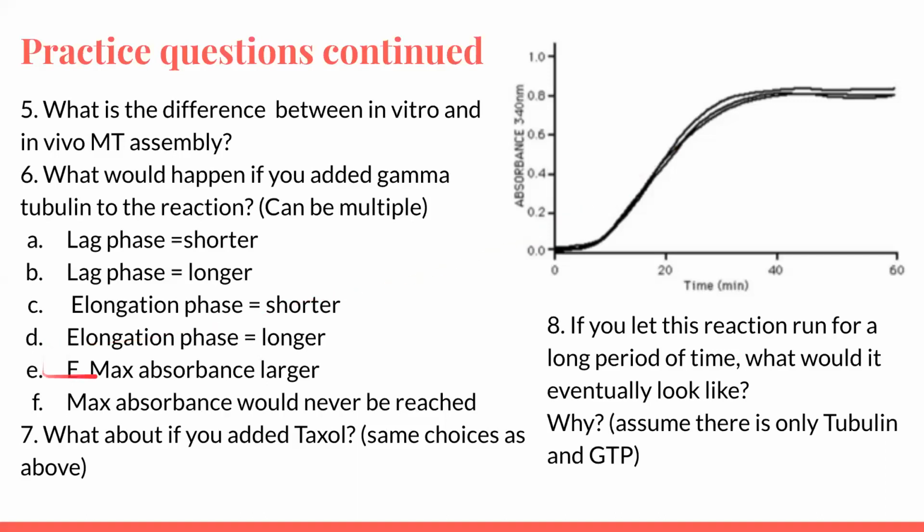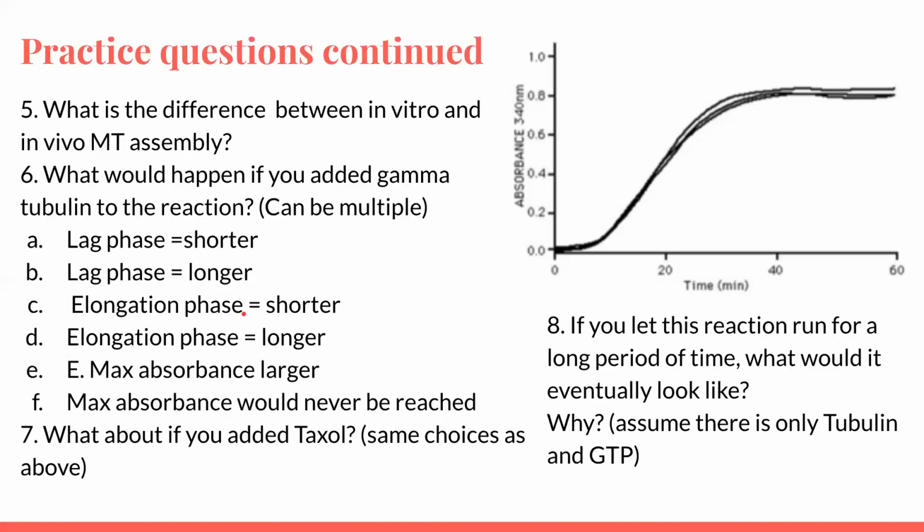And then E, the max absorbance would be larger. So we said that absorbance is larger when there are more microtubules in complex. When you add this gamma tubulin, you'll have more microtubules in complex because they can form faster and easier. So you'll have a larger max absorbance. Any questions about that?